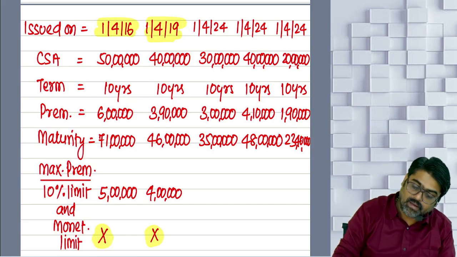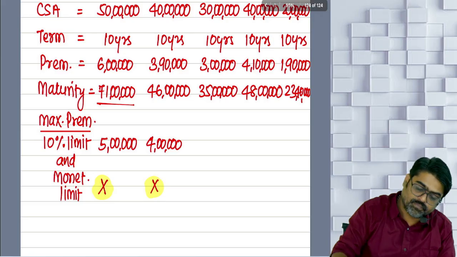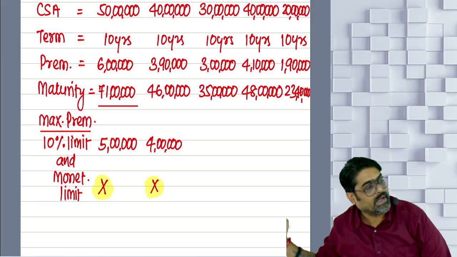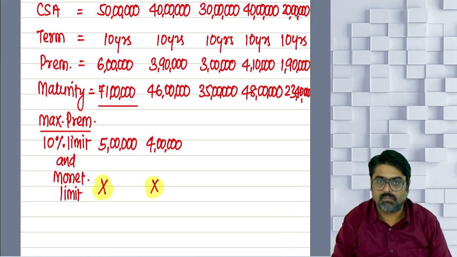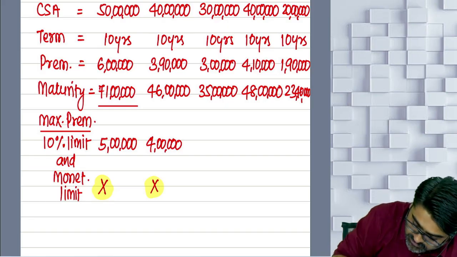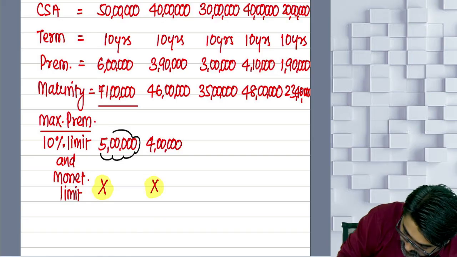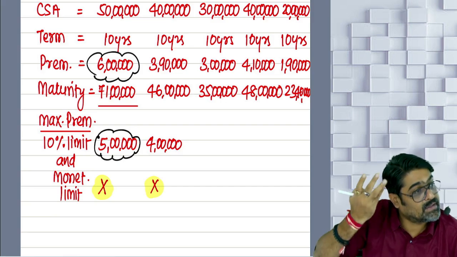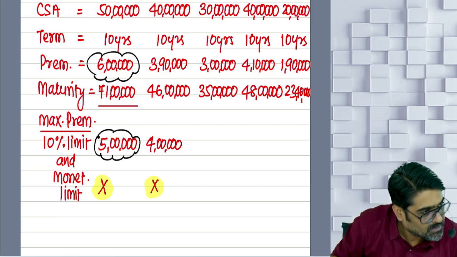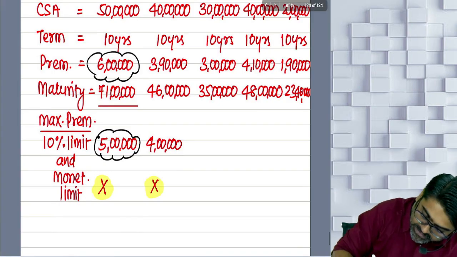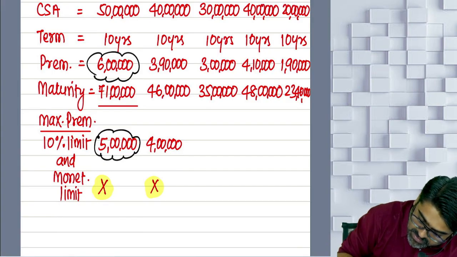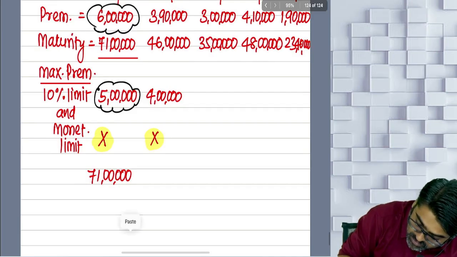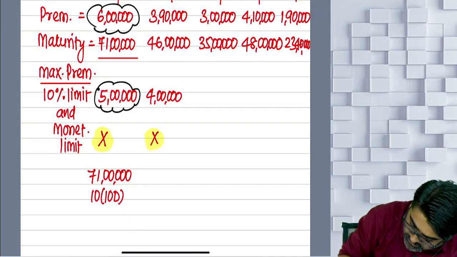Next one. Now tell me, will the maturity proceeds be exempt? How much is the premium which you should pay, and how much are you paying? The premium paid is more than that percentage limit. So in this case, will the maturity proceeds be exempt or not? The 71 lakhs maturity proceeds are not exempt under section 10(10D).